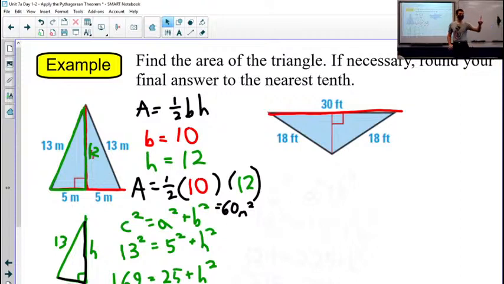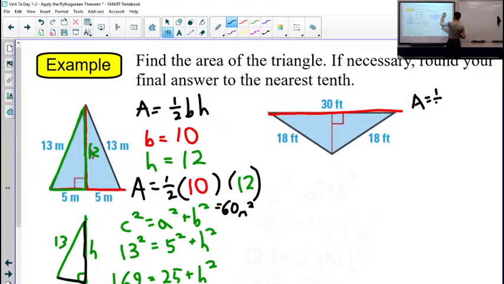Okay, there's something that some people are running into here. And so I want to make sure that we're understanding this. Once again, the height is what we don't know. We know the base is this distance across is 30. But we don't know our height.